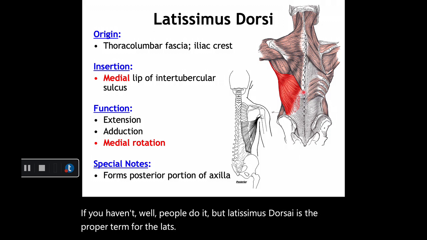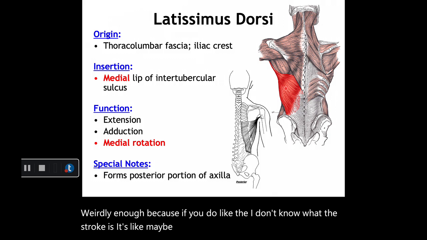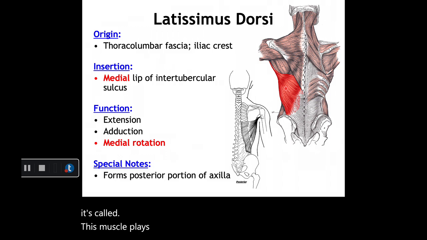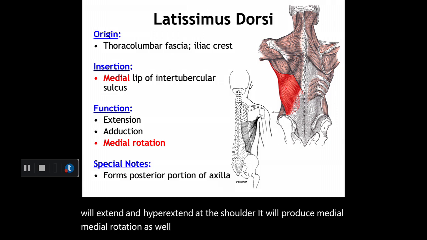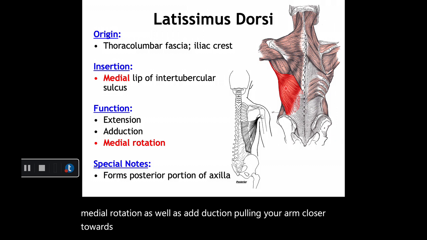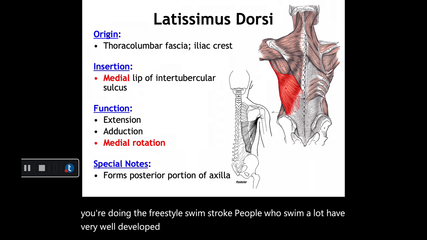This is known as the swimmer's muscle, weirdly enough, because if you do, I don't know what the stroke is, maybe the crawl, freestyle I think it's called, this muscle plays a role in all of those. This muscle will extend and hyperextend at the shoulder. It will produce medial rotation as well as adduction, pulling your arm closer towards the middle of your body, which is what you're doing in the freestyle swim stroke. People who swim a lot have very well developed latissimus dorsi muscles, which gives that kind of crazy V shape to their torso.